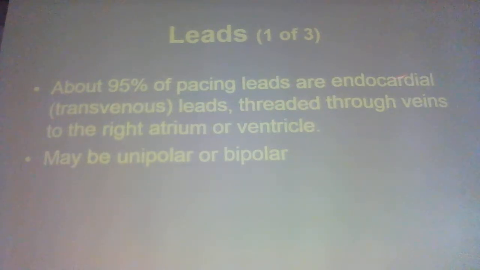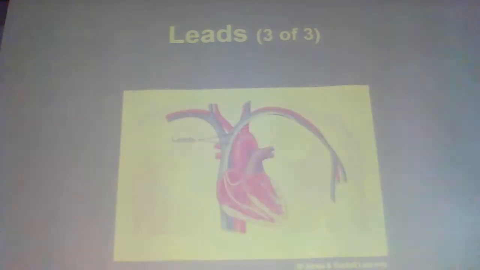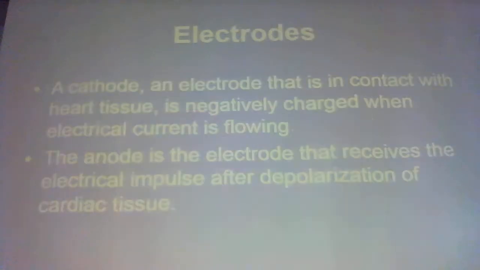So 95% of pacing leads are endocardial leads, threaded through the veins into the right atrium or right ventricle. Maybe unipolar or bipolar. Unipolar has one conducting wire and a single electrode. Bipolar has more than one. So that's what it looks like. They float it into the subclavian vein and stick it into the right atrium or right ventricle. Once it makes contact with the heart tissue, it's negatively charged when the electrical current is flowing, and then it receives its energy after depolarization.